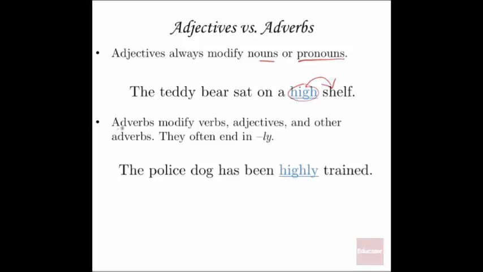Adverbs, however, they modify verbs, adjectives, and other adverbs. We'll cover them in detail in a later lesson. But for right now, all you need to know is they modify these other parts of speech, and they very often end in ly. That's often a tip-off that you're dealing with an adverb. So in this case, the police dog has been highly trained. That is an adverb. It modifies trained, or rather has been trained, which is a verb phrase. It's modifying a verb, so it's an adverb.